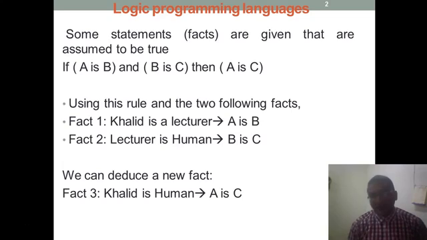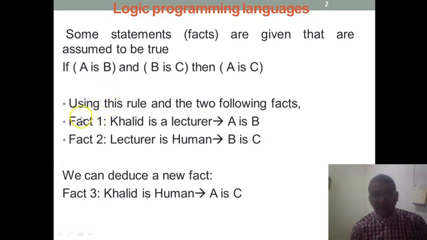So first we'll see what a fact is. The fact is the statement which is assumed to be true. So let us take an example. If A is B is given to us, and also if it is given that B is C, then we can induce that A is C.